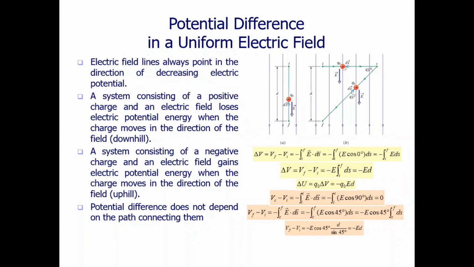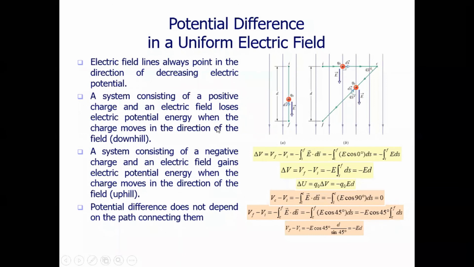I think the point that you are trying to say is this: a system consisting of a positive charge and an electric field loses electric potential energy when the charge moves in the direction of the field. Is this the one? Yeah, actually, that's the one. That is the point. Okay. So yes.